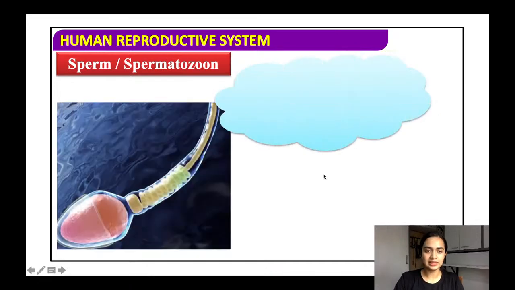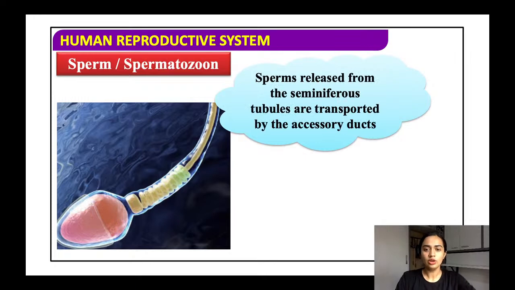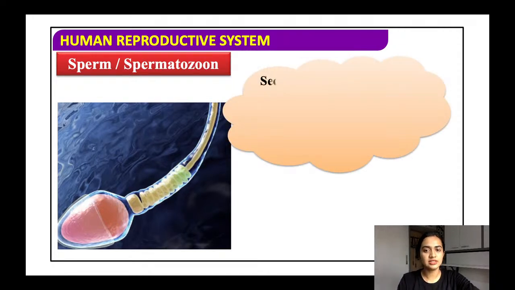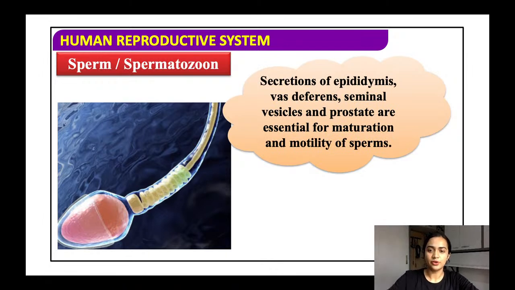Now, sperms are released from the seminiferous tubules and are transported by the accessory ducts. Yes, we have studied this. Now, an important point: secretions of the epididymis, vas deferens, seminal vesicles and the prostate are essential for the maturation and the motility of these sperms, not the formation. Basically, all these structures, epididymis, vas deferens, seminal vesicle, prostate, bulbourethral gland, are only necessary for the maturation and motility.